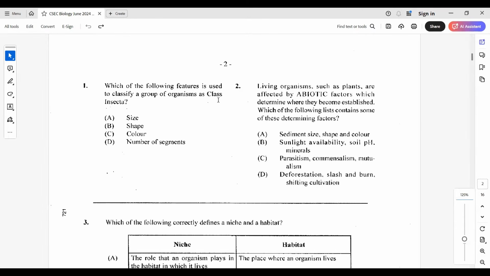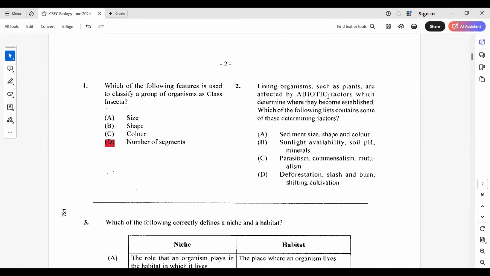Which of the following features is used to classify a group of organisms as class Insecta? The distinguishing feature will be D, the number of segments. All insects should have three segments or three parts: head, thorax, abdomen. So number of segments will be the answer for question 1.